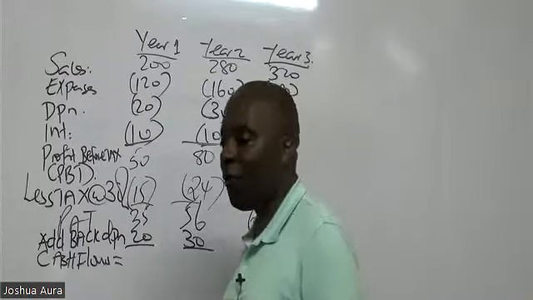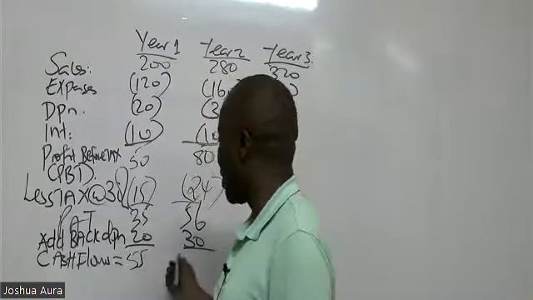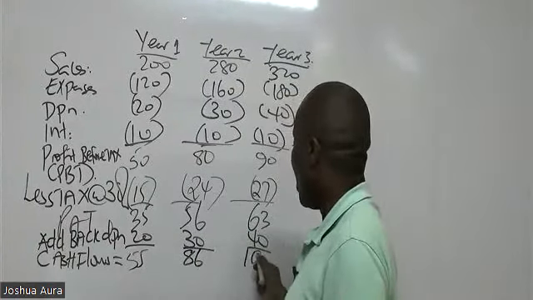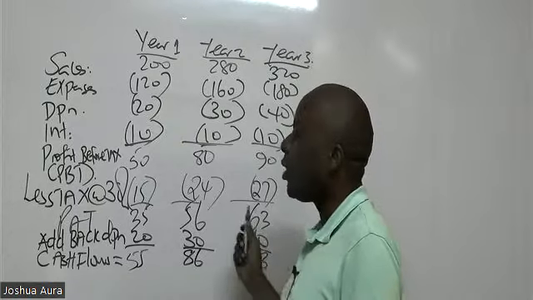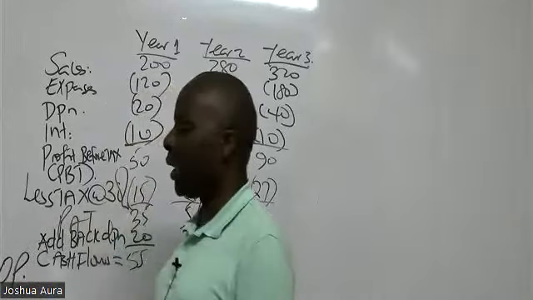So I'm being given a figure of 55. Then we have 86, and then we have 103. Now, these are the operational cash flows. Please write there: operational cash flows.